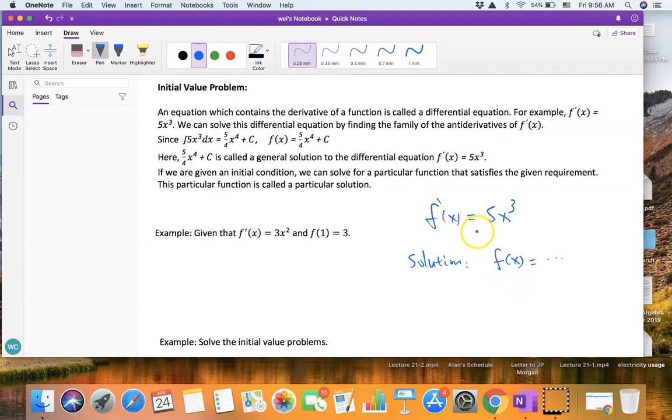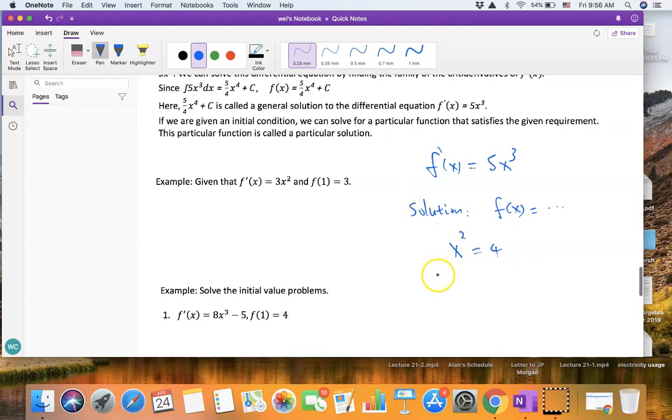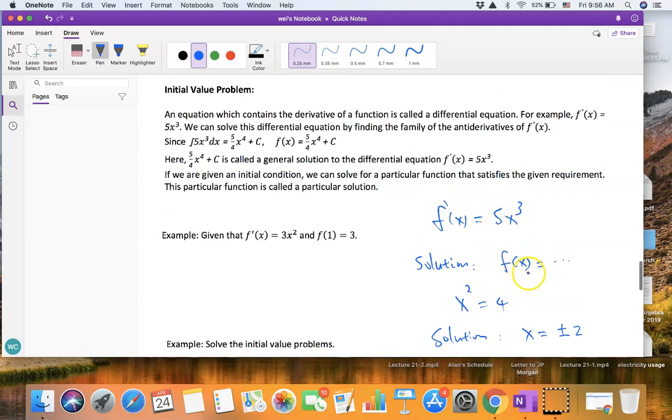We can see the difference between a differential equation and the equations we have learned before. For those equations we have learned before, the solutions are numbers, like here x squared equals 4. The solutions are numbers, but for a differential equation the solution is a function.